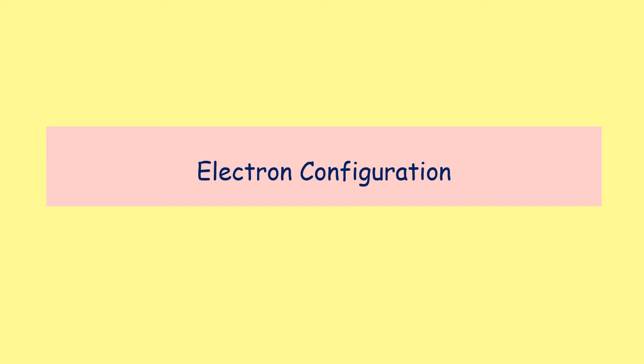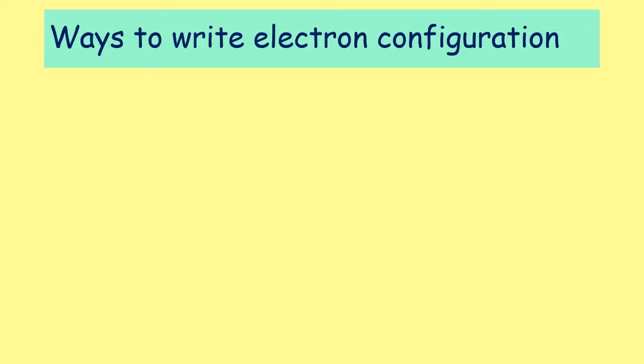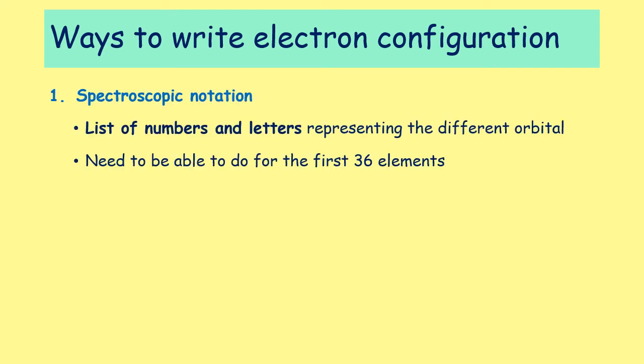So the electron configuration is the ways in which we can represent where all the electrons within an atom are found. So we're going to be referring to the orbitals in some way. The two ways you need to be able to write electron configuration are known as spectroscopic notation. Spectroscopic notation is going to be using a list of numbers and letters representing the different types of orbitals.